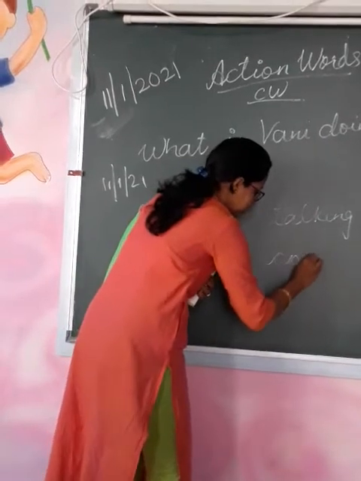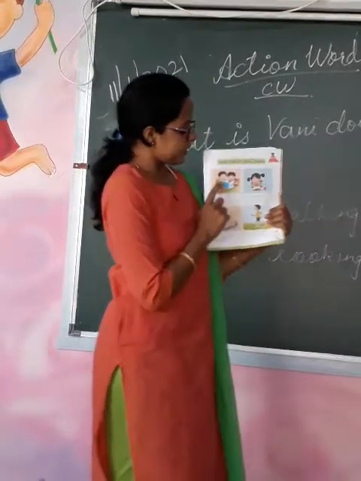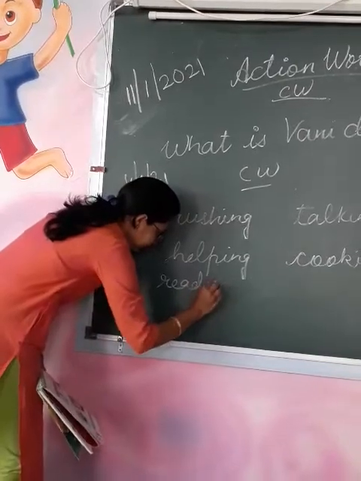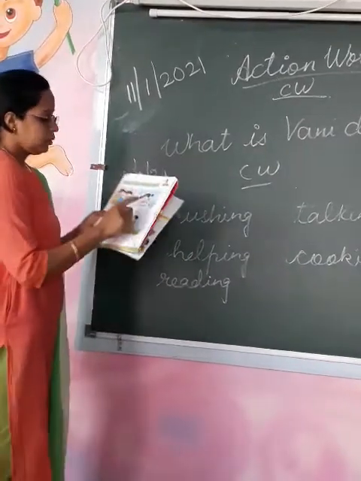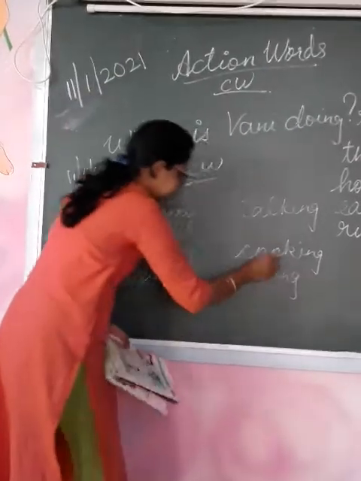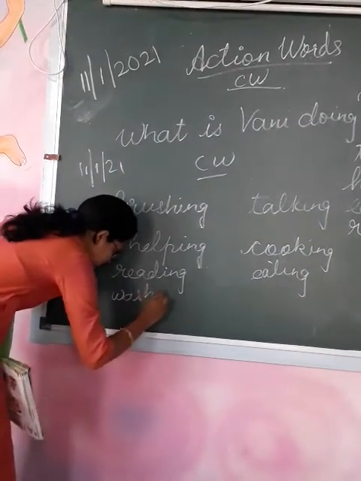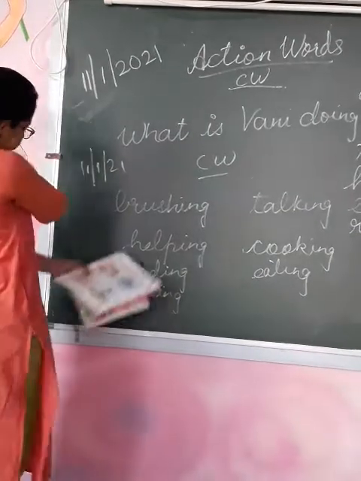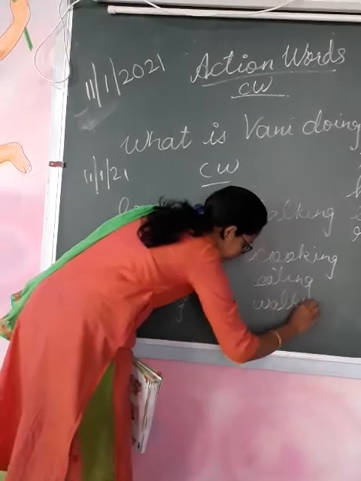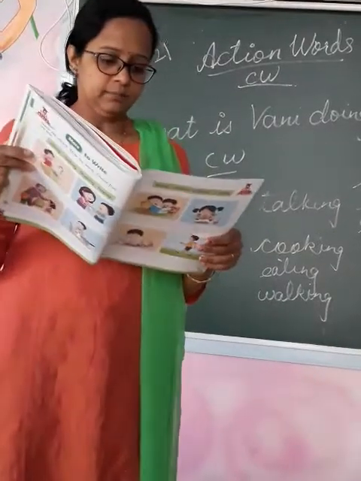And what is the boy doing? He is COOKING, cooking food. The same thing. Next one, what are they doing? What the both kids are doing? They are reading. READING, reading. What is she doing? The girl is eating. EATING, eating. The boy is washing his hand. WASHING, washing. And this boy is walking. The last picture is WALKING, walking. Okay.